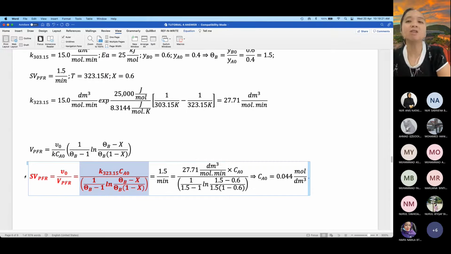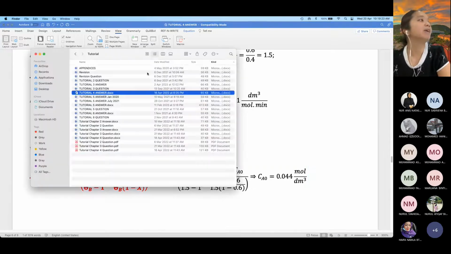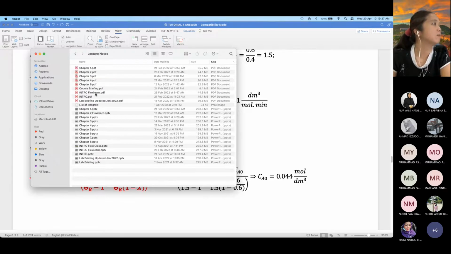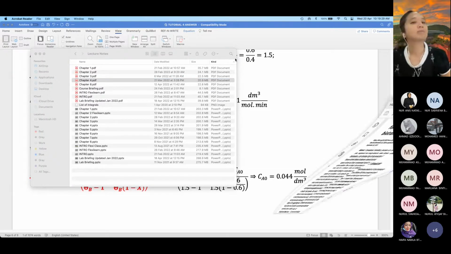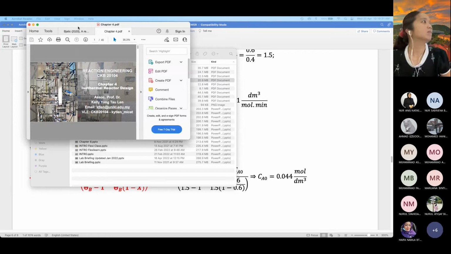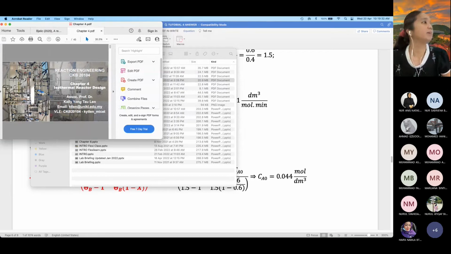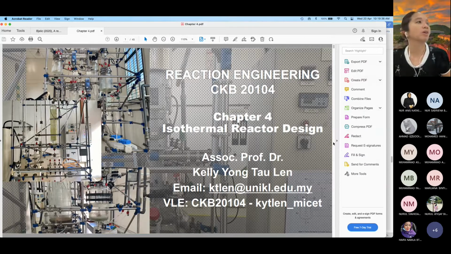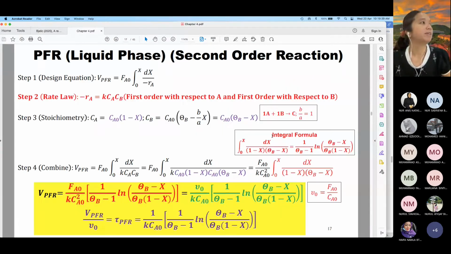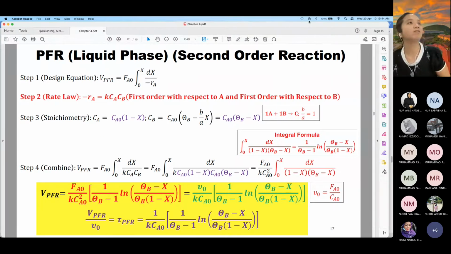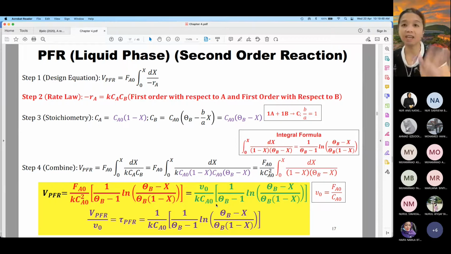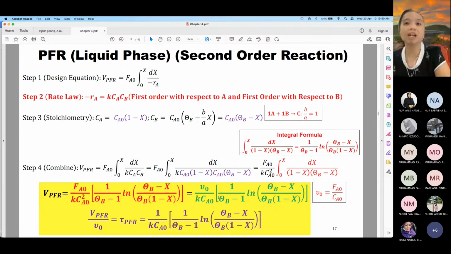Okay, earlier I mentioned the version that uses space-time. Let me explain by showing you the notes. Wait, let's open the notes, chapter 4. If not, it's a bit difficult for me to explain without the notes. So you remember, this is PFR, liquid phase, second order. Alright, this was the equation I talked about earlier, where I said there are 3 versions. We learned 3 versions, right?